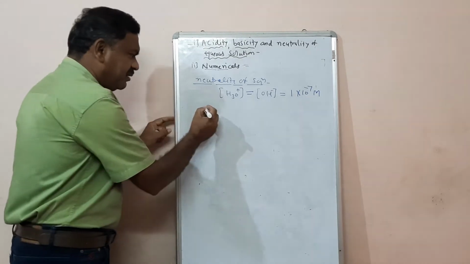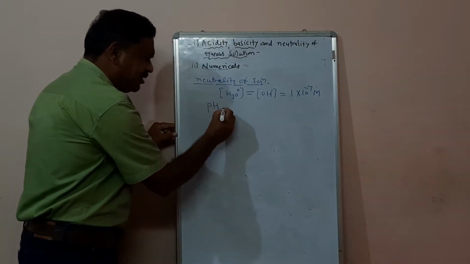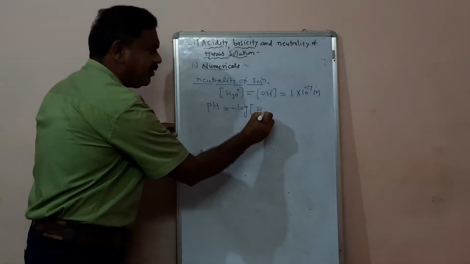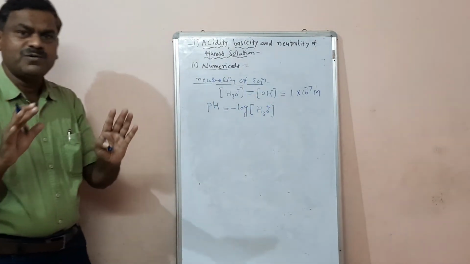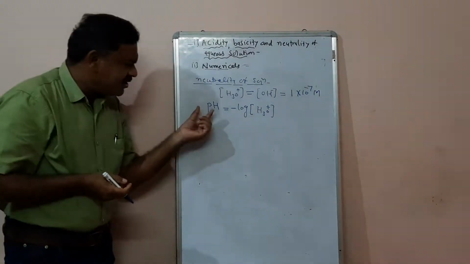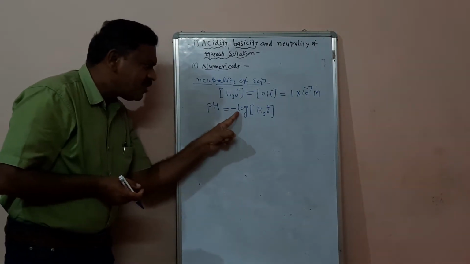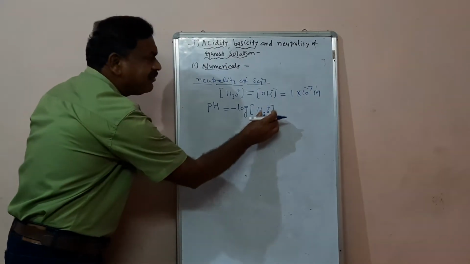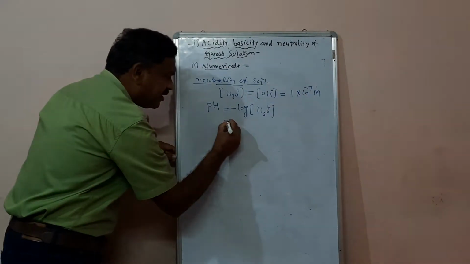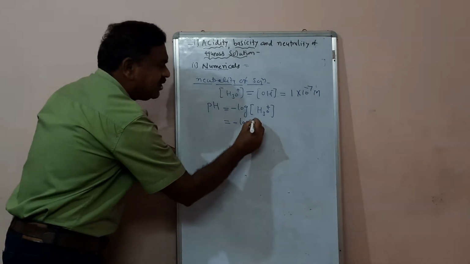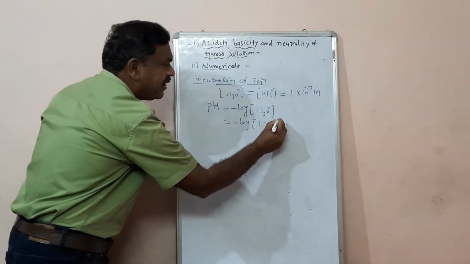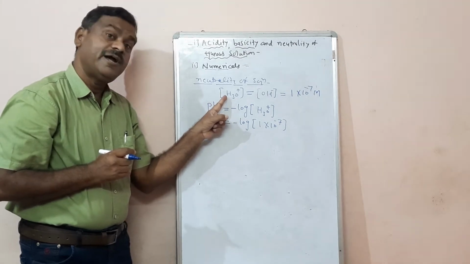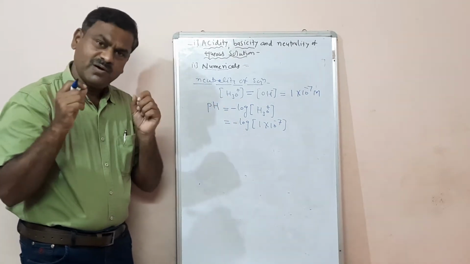You know, pH is nothing but the negative logarithm to the base 10 of the hydronium or hydrogen ion concentration. So pH equals minus log of the molar concentration of the hydrogen or hydronium ion. Now put in the value of the hydronium ions: minus log of 1 into 10 raised to minus 7, which is the molar concentration of hydronium ions in moles per liter.